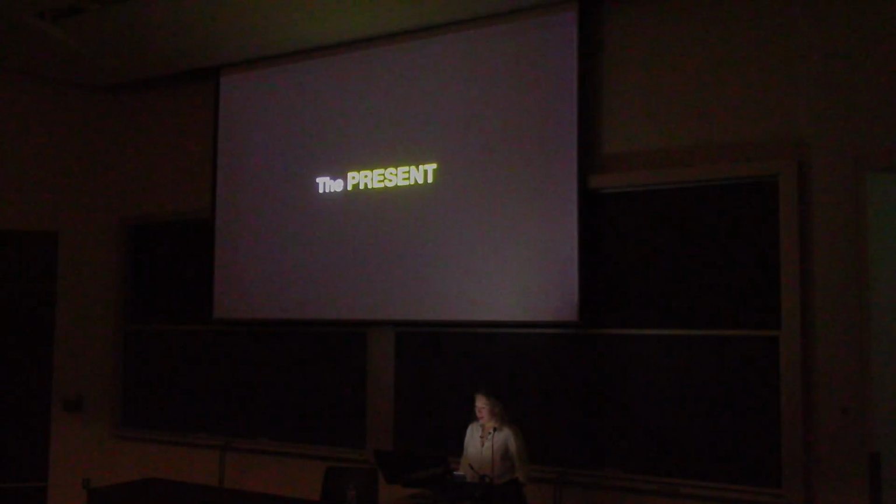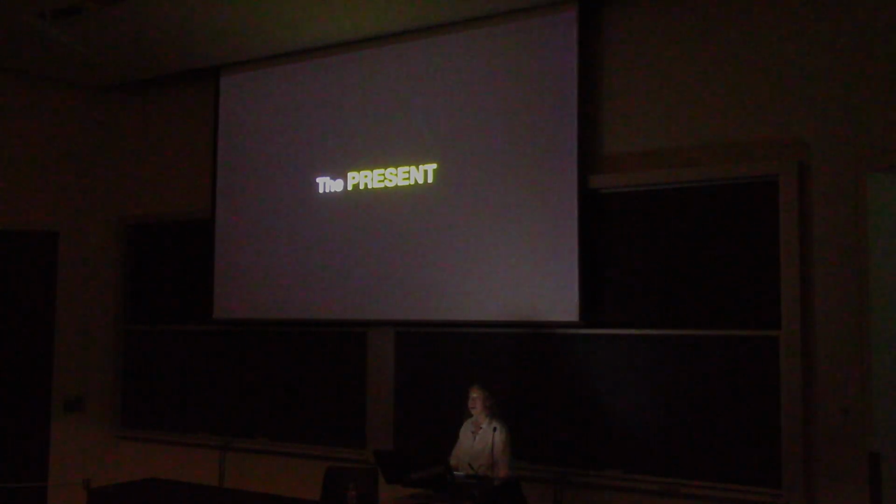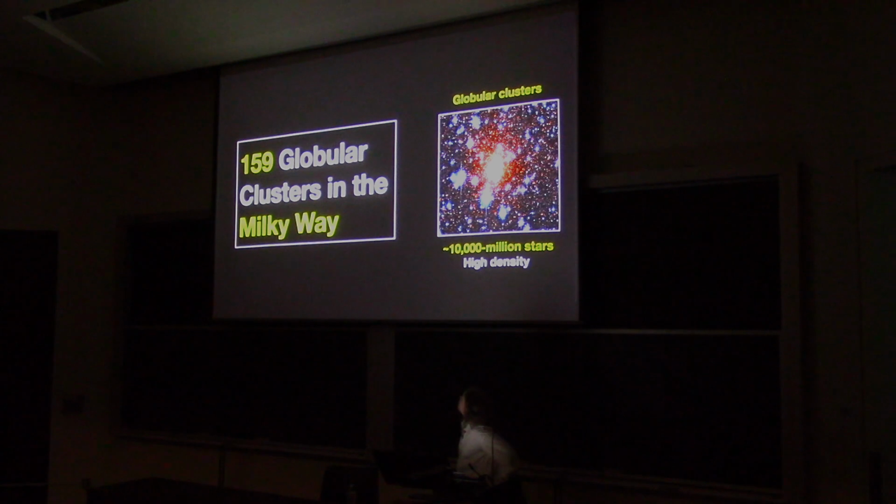Okay, that was the past. That was how we get these clusters. But what are they doing today? That is going to be the next portion of this talk. Okay, so right now, the best estimate for how many of these clusters there are in the Milky Way is about 159.